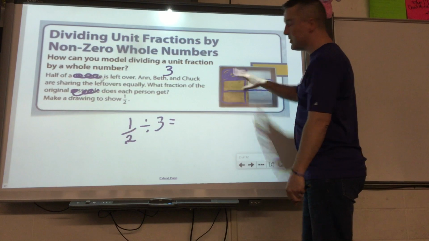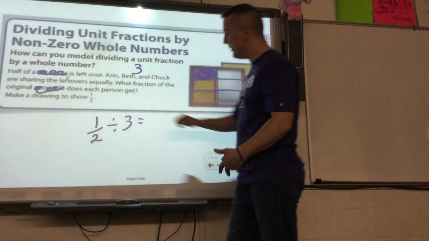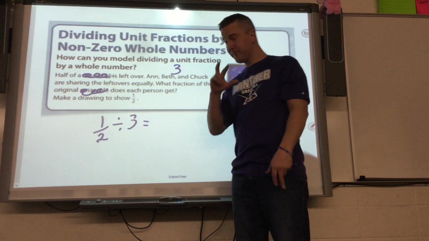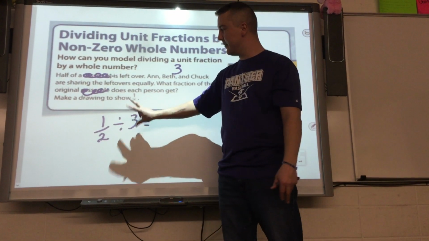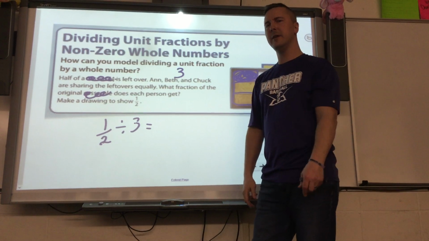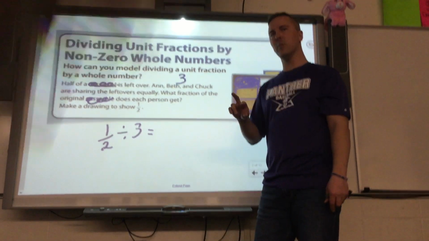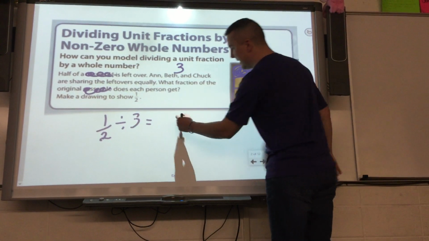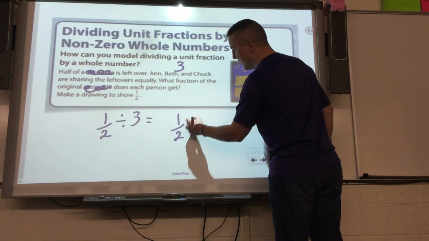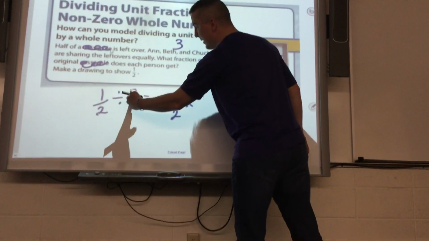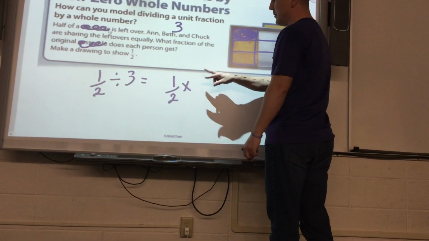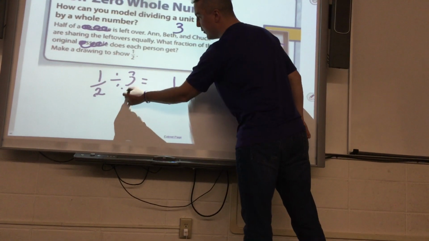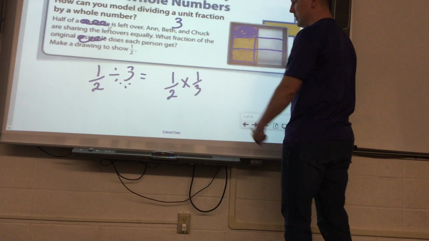Now, drawing pictures is going to help some of you. If not, I'm going to use the mathematical things that we've been learning. You learned yesterday that you can take the second number and flip it. If instead of 3 over 1, it's going to be 1 over 3. What is that called? Reciprocals. Good, reciprocals. So I'm going to take my 1/2, and instead of dividing by 3, I'm going to multiply by 1/3. Instead of having 3 over 1, I just flip the second number.